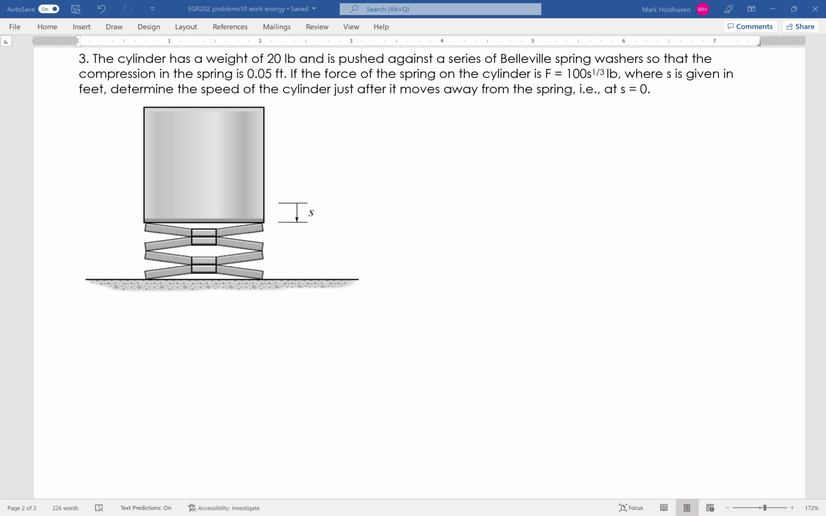Okay, in this equation, I've got a cylinder, 20 pounds. It's pushed against a spring. This is not a linear spring. The spring has a force given by this equation here. So I push against it, and it compresses 0.05 feet.